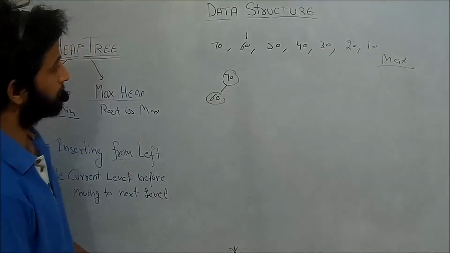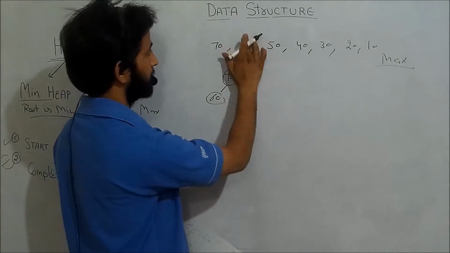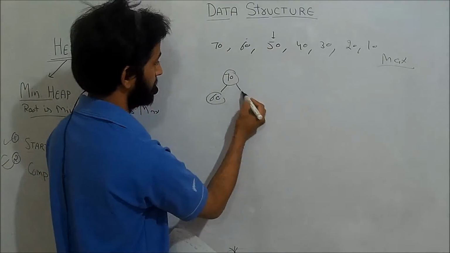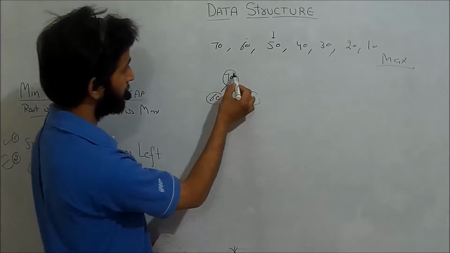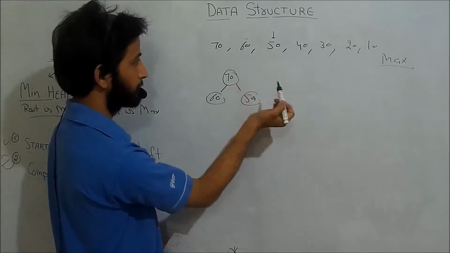Let us check the condition. The root is maximum, okay, it is okay for that. The next is 50. The 50 will be inserted to the right. So again I will check the condition that the root element is maximum or not. It is maximum, so it is okay.